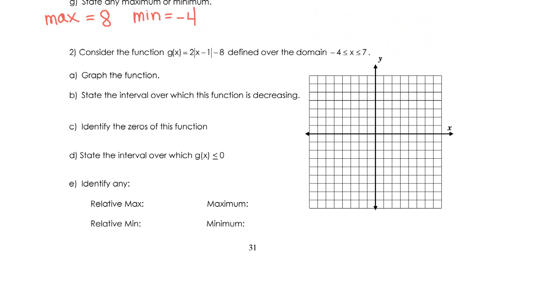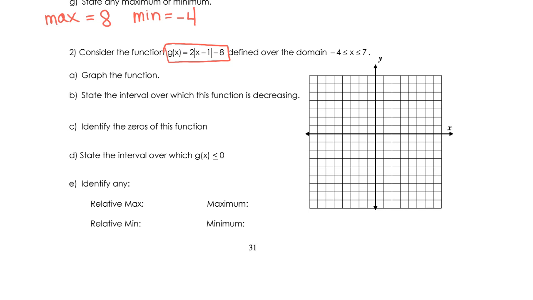It says, consider the function g of x equals 2 absolute value of x minus 1 minus 8 defined over the domain from -4 to 7. And so what that means is that we're going to have to grab our calculators and go to y equals. Once we are in y equals, we're going to type in 2. And then we need our absolute value bars. Okay, so we're going to hit second and our 0. And that gives us our catalog, and ABS is our absolute value. It's the very first thing, so we're going to hit enter.